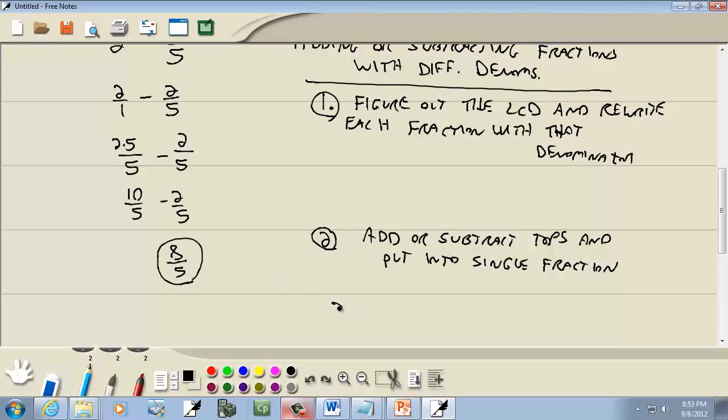Now I'm going to circle this because we're technically done with that one, but our third step would be to simplify the fraction. Reduce the fraction. You'll see different books call that different terms. But this one can't be reduced, so that's our answer.